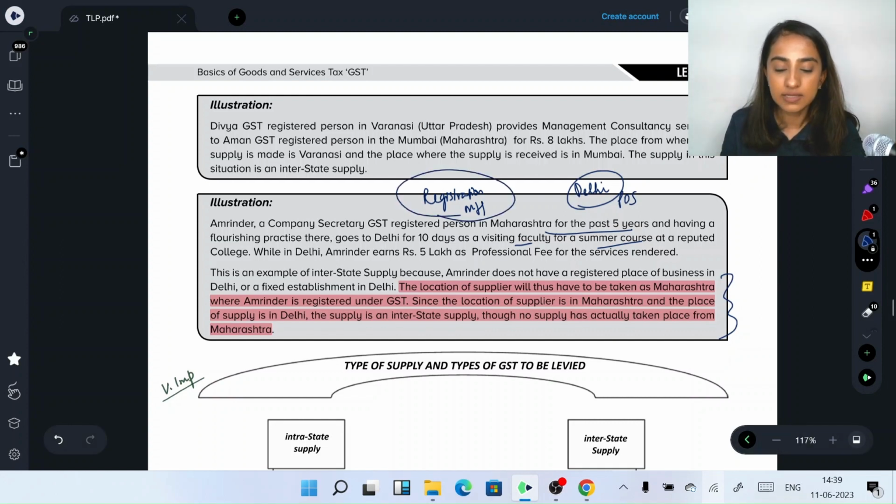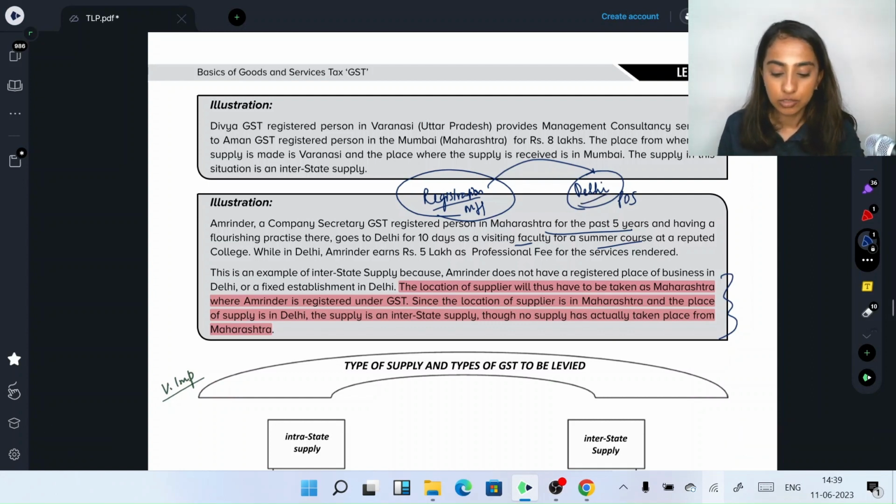Now, is this an interstate supply or an intrastate supply? He is supplying service to another state. So the location of the supplier is where the supplier is actually located, and where is the supply that's actually being given? That is Delhi. So it is an interstate supply.